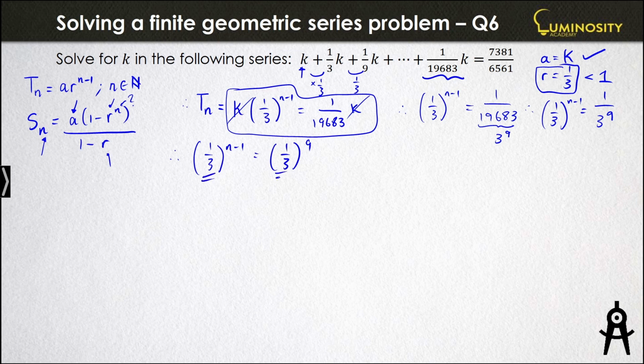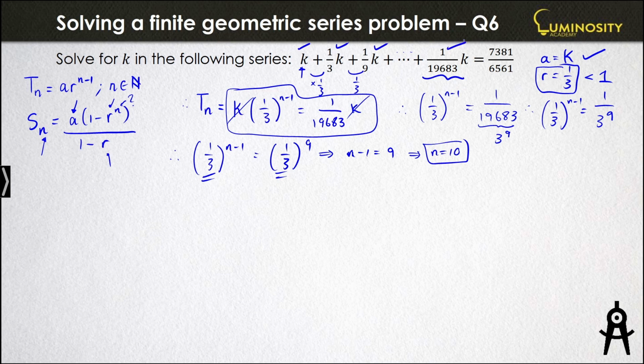Because the bases are the same, I can therefore equate the exponents. n minus 1 equals 9. And if I add 1 to both sides, I get n equals 10. So this tells me that there are 10 terms in total here. First term, second term, third term, all the way up to the 10th term.